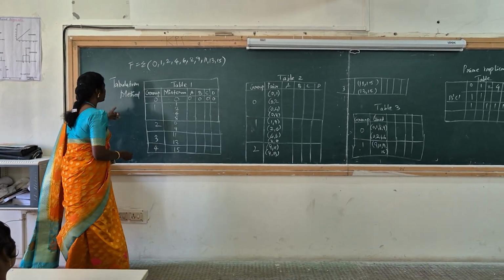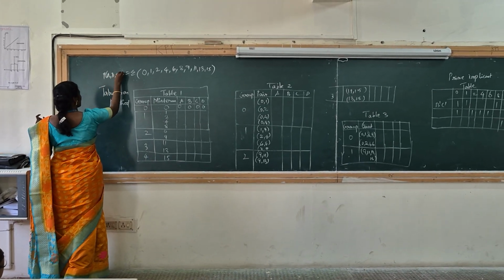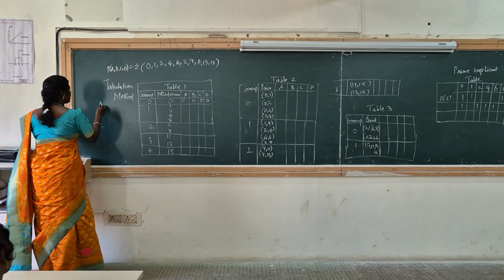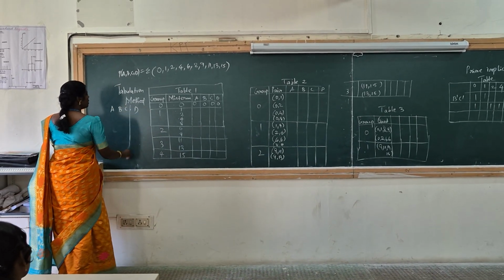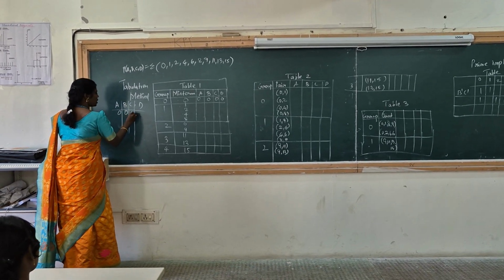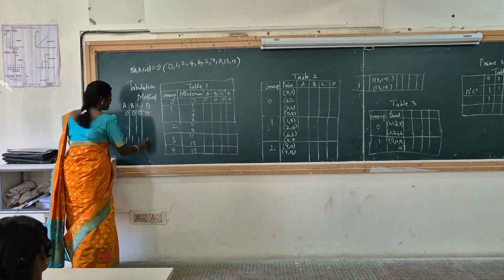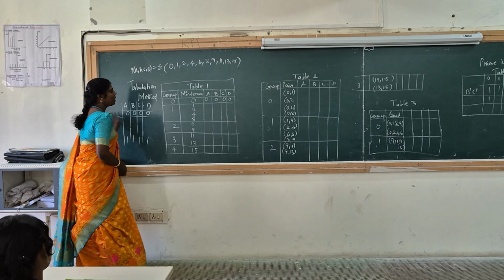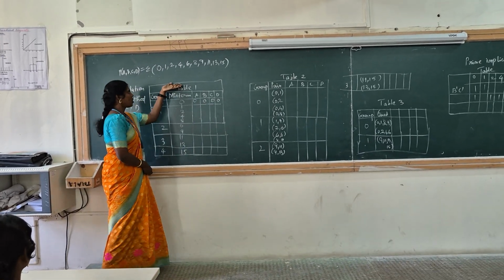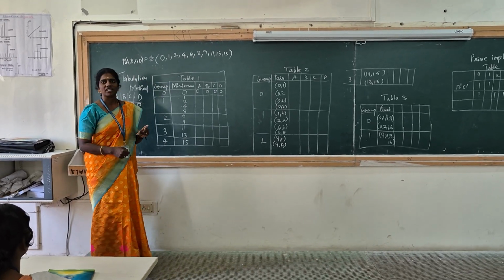As you all know, this is a function with 4 variables a, b, c and d. If it is a 4 variable min term, name the variables a, b, c and d. How will you write the min terms? Start from 0, 0, 0, 0 and end with 1, 1, 1, 1. For 0, the min term is 0, 0, 0, 0.